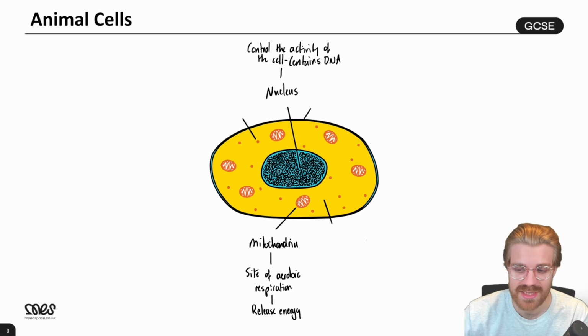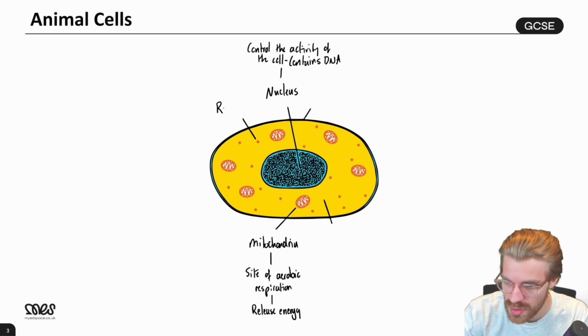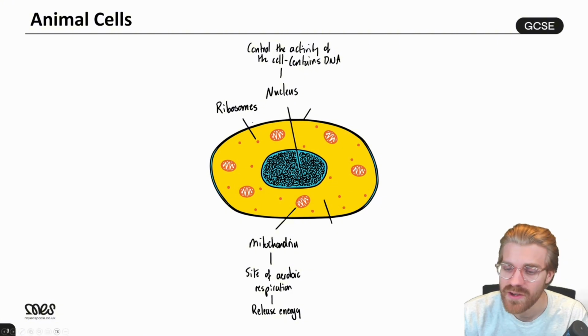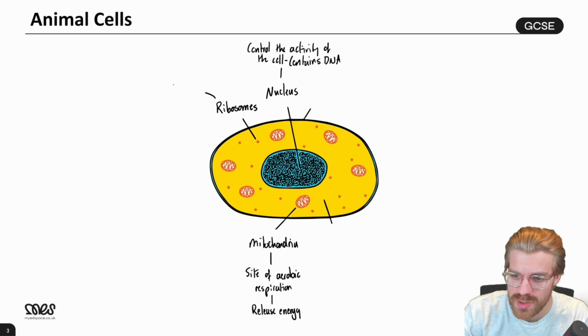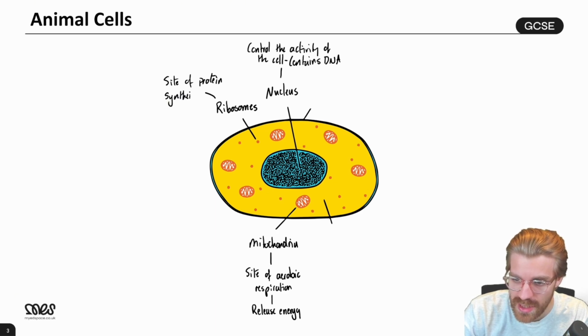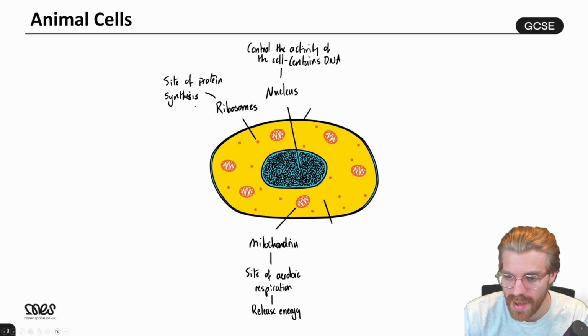Our next part of the cell is the ribosomes. Now the ribosomes are these smaller parts of the cell that if we were looking with a light microscope might be quite difficult to see. The ribosomes, these are the site of protein synthesis. This is where proteins like enzymes are made.